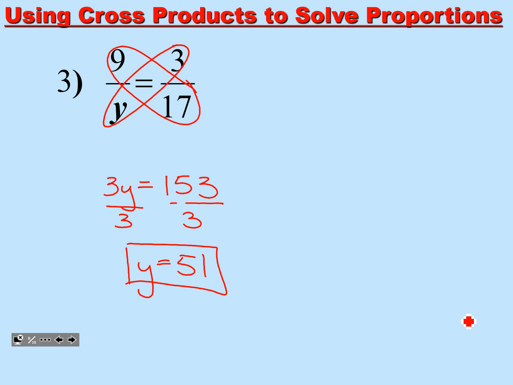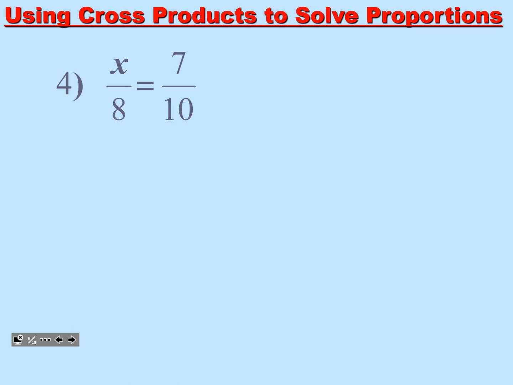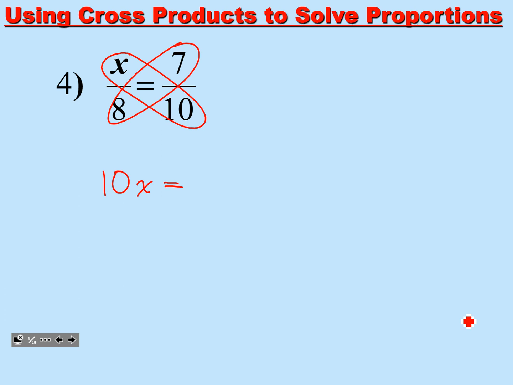Let's do number 4. Go ahead and do number 4 right now. Please pause. So to do number 4, I'm going to cross multiply. I'm going to multiply x times 10, which is 10x. I'm going to multiply 8 times 7, which is 56. The next thing I'm going to do is divide both sides by 10. So x will eventually equal 5.6.